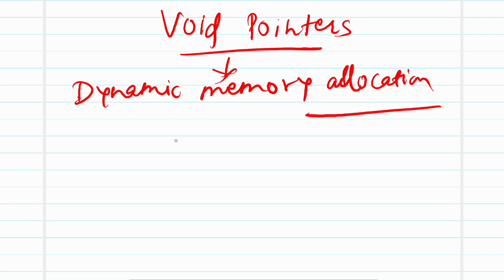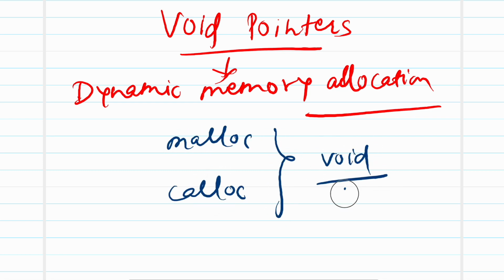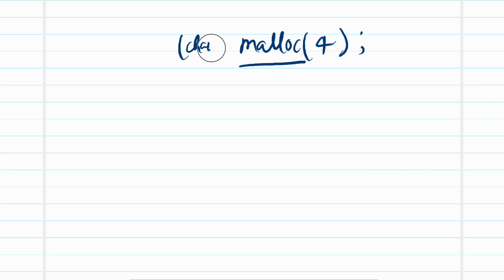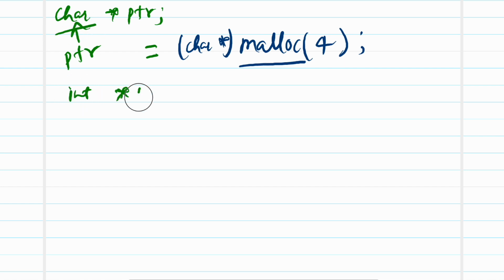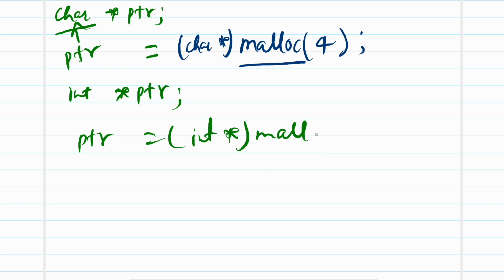In dynamic memory allocation, we use malloc or calloc, and both return void pointers. So to use these pointers, we need to typecast them. Let's see malloc first. Let's say you have created memory of 4 bytes using malloc, and since it will return a void pointer, you need to typecast it. Let's say I'm typecasting to character pointer and assigning this address to the pointer ptr, which is again of type character. Similarly, if you need to store this into an integer pointer, then you need to typecast it into an integer pointer before assigning to ptr.